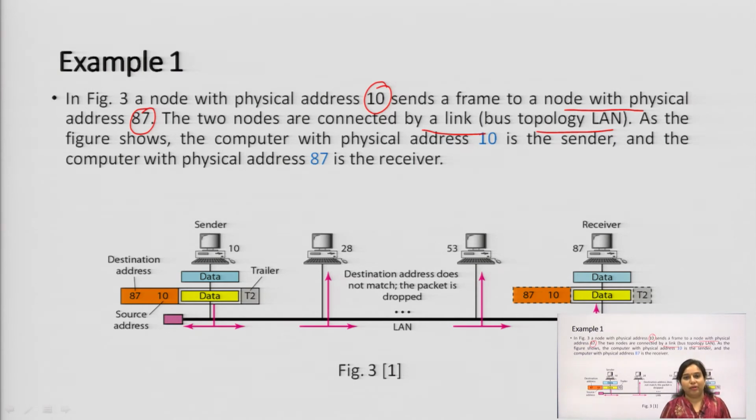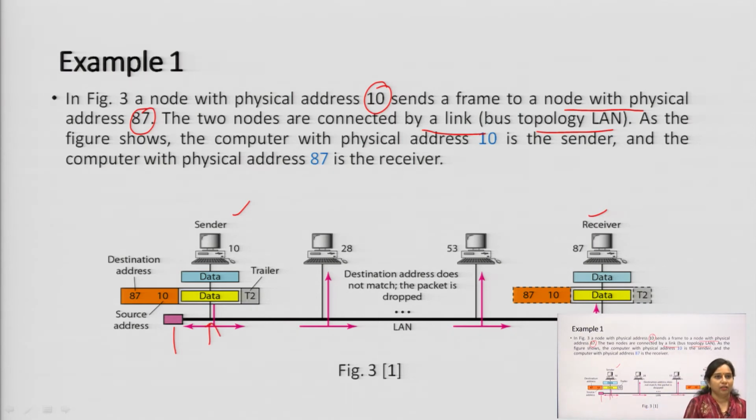Let me remind you what a bus topology is. In this diagram you can see this is the cable, and there are 4 intermediate nodes. This is the sender, this is the receiver, and these are connected through drop lines, and a tap is there at every point.